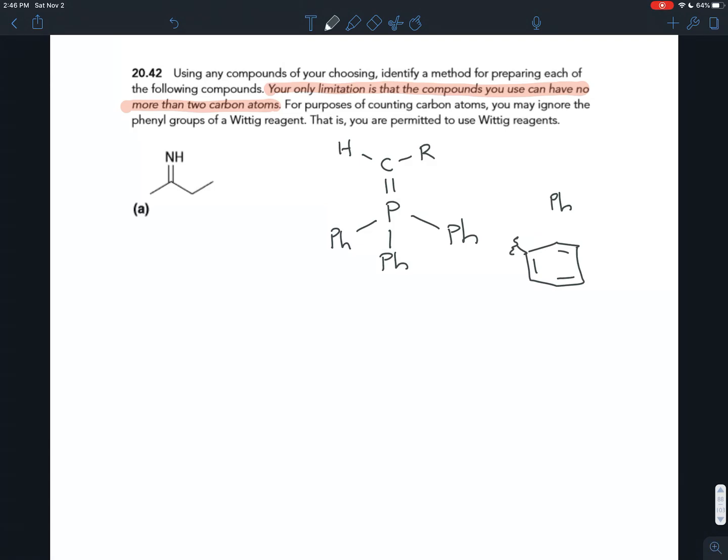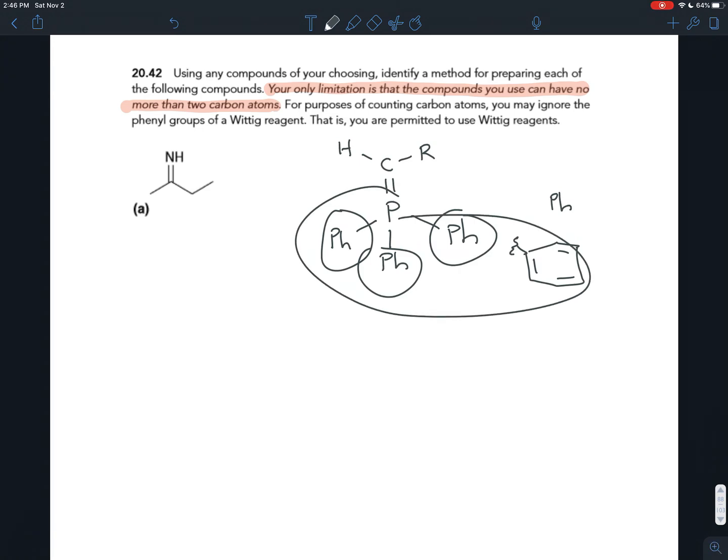Well, our limitation is that we can only use 2 carbons. So what they're saying here is you may ignore the phenyl groups of a Wittig reagent. So you can use Wittig reagents. These don't count as part of the 2 carbon limitation that they're shackling us with. We only have to worry about the carbons, because these really don't get added to the carbon chain that we're changing. We're just worrying about how we make that carbon chain.